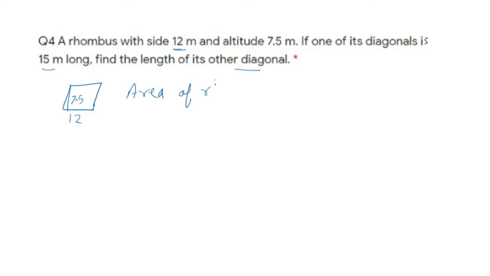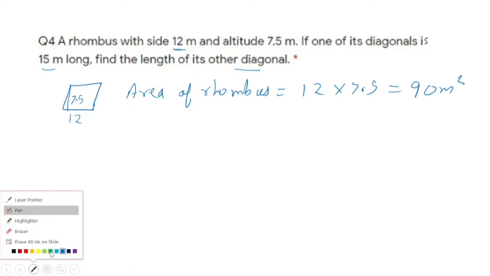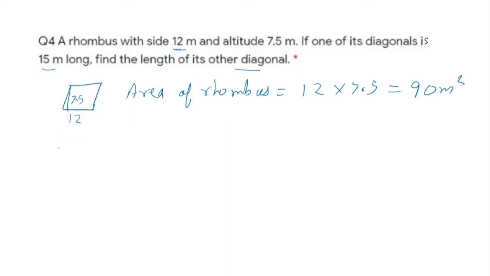So we get the area of this rhombus is equal to, we know it is base into height. So we get 12 into 7.5, which is 90 meters square. Now children, we know the area, and now we will be using the formula for the diagonals, okay? So now we use the area of rhombus. Area of rhombus is also equal to half product of diagonals, right?